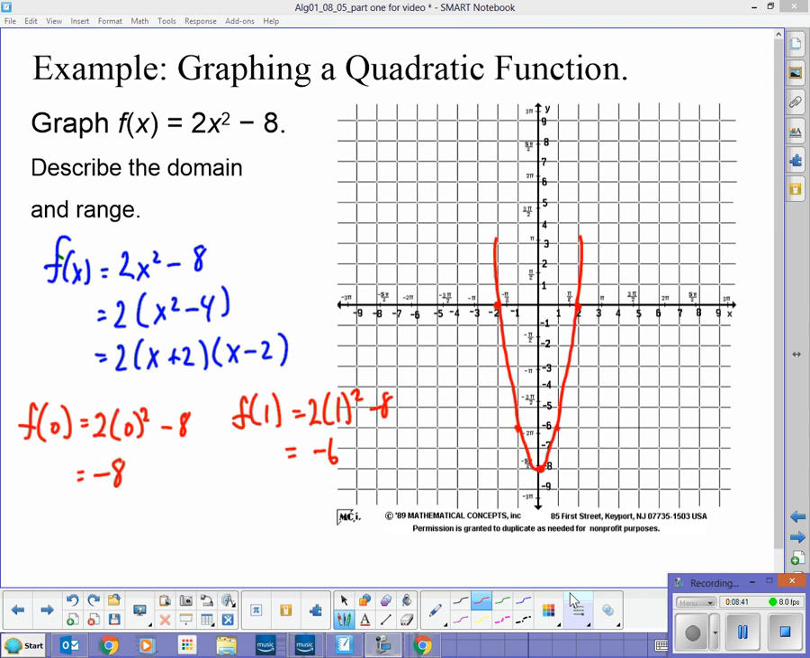Domain, again, all real numbers, and range is y is greater than or equal to negative 8. And if we go back and look at the original in this form, what I like about this form is I can look at this number and know that's my y-intercept. If it's in intercept form, we can't see that. I'd have to plug 0 into all these and get 2 times negative 2 and get negative 8 that way. But in this form, I can see that y-intercept.